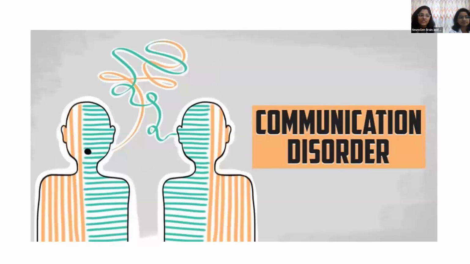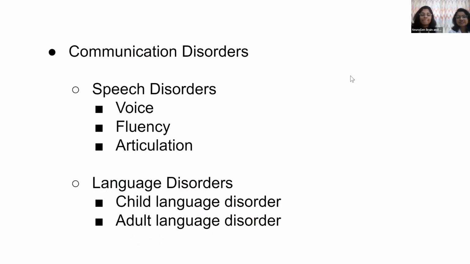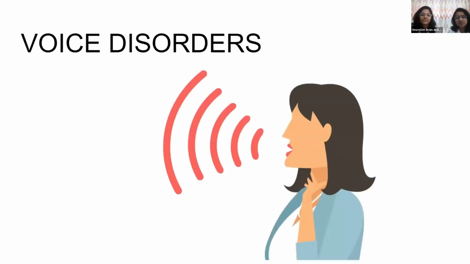Communication is the ability to receive, send, process, and comprehend concepts of verbal, non-verbal, and graphic symbol systems. So communication disorders are basically classified into two different types, wherein we deal with both speech disorders as well as language disorders. And speech would include voice, fluency, as well as articulation disorders. And language consists of both child language disorders as well as adult language disorders. So we're going to talk not in detail, but we'll just brief you about what exactly each one of them is and what kind of management we provide for each of them.